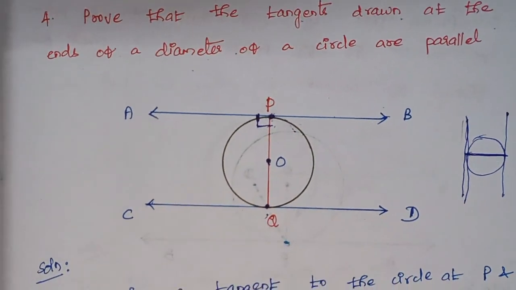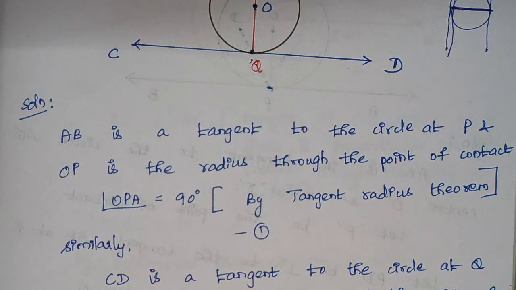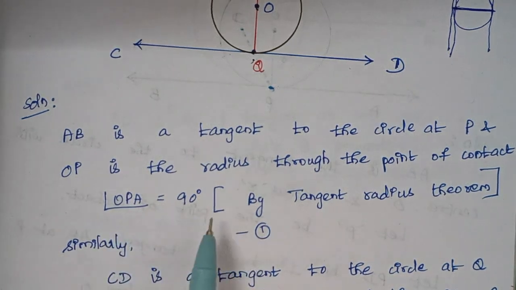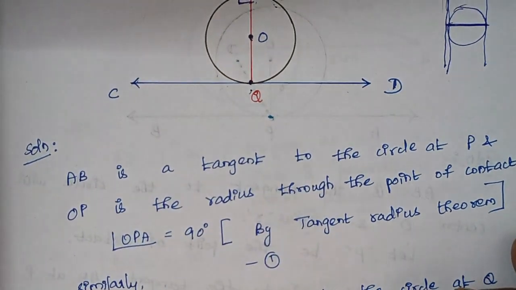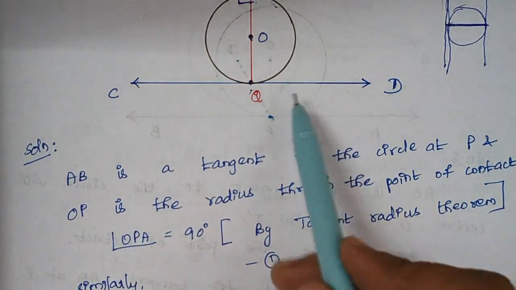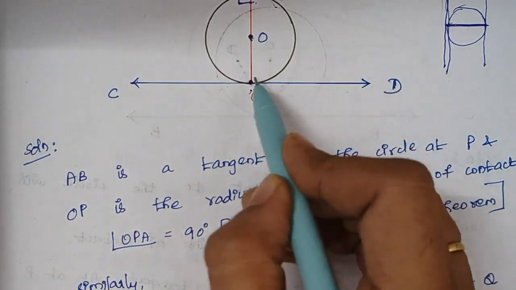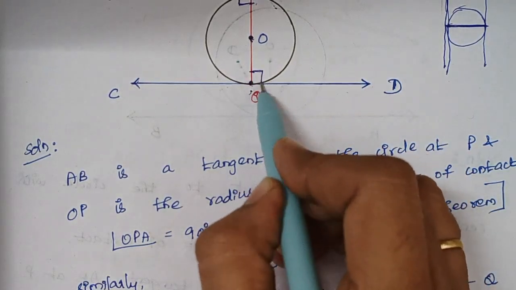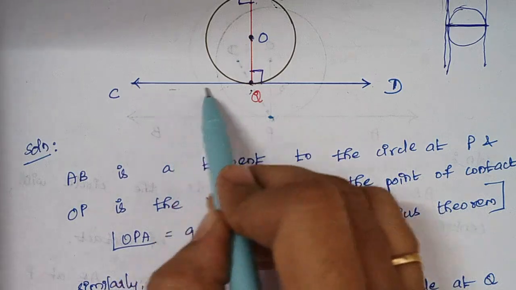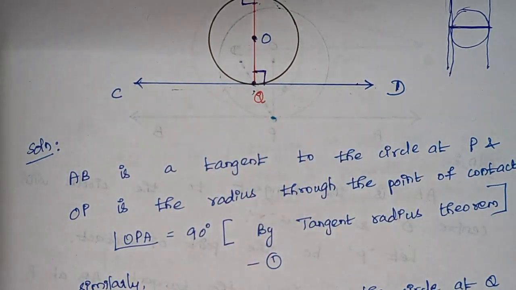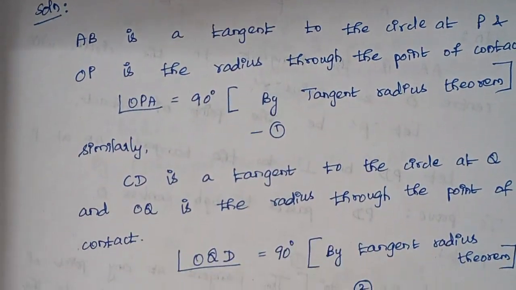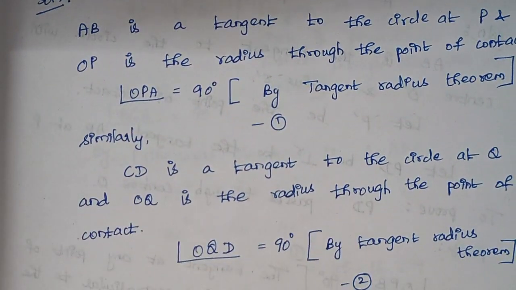Now, just write these things. Angle OPA is equal to 90 degrees by the tangent-radius theorem. Similarly, now consider this tangent CD. What is the value of angle OQD? What will be the angle here? Again, this is your radius and this is your tangent. So automatically the angle here will be 90 degrees, again by the tangent-radius theorem.